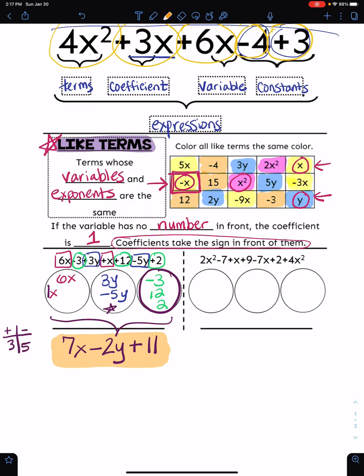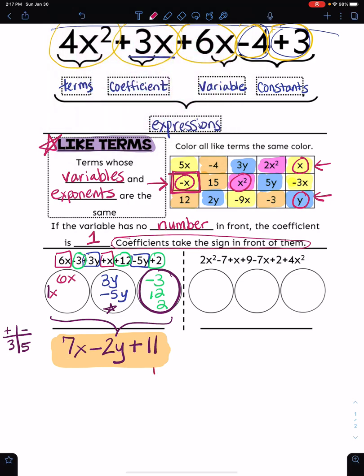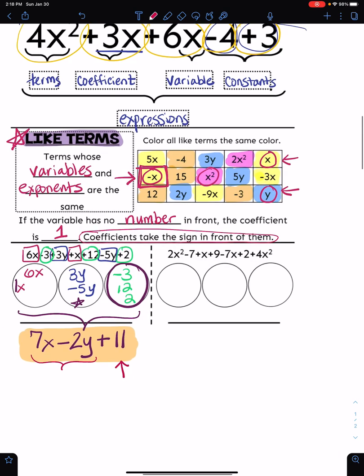A couple of things that are just common practice in algebra that we're going to start doing all the time to get you used to it: the constant term is always written last. And then if you have more than one variable, they're going to be alphabetical. So x comes before y. That's how we're going to write it. Okay, let's try our next expression here.